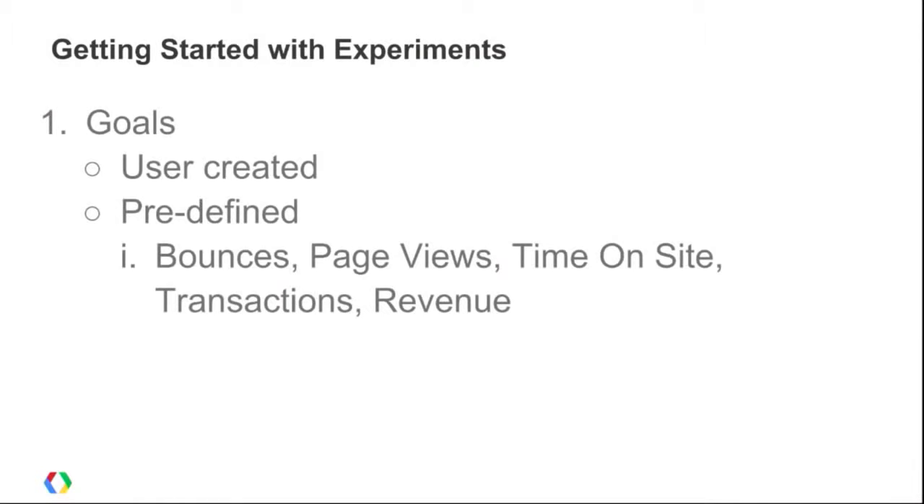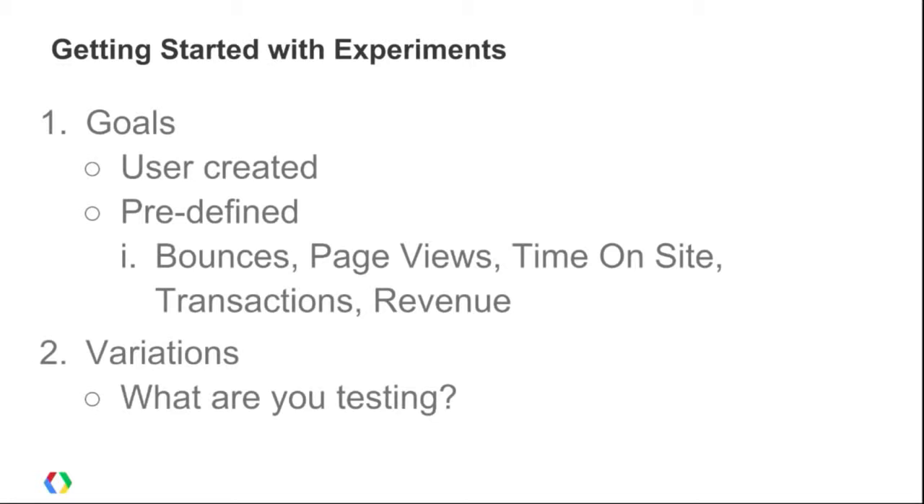So to get started with experiments, there are a few things that you need to have in place. The first thing is obviously you need to have Google Analytics implemented on your property. Once you have that up and running, that's the first basic step. But you need to make sure you have some kind of goal or objective for your property. That could be a user-defined goal, so you might set something up yourself using the admin or management configuration. You can also use predefined goals that we have set up for experiments. For example, you can optimize for minimizing bounce rates or increasing page views or time on site, things like this that are already predefined for you.